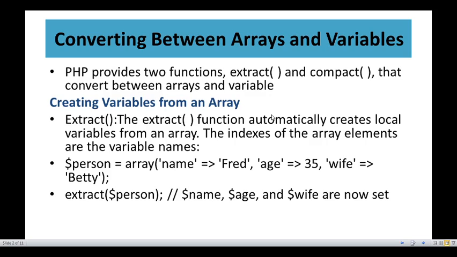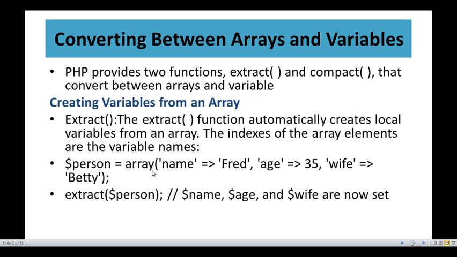For this, we are using two functions: extract and compact. Extract means extract from the array, and compact means compact it, bind it. To create variables from an array, we use the extract function. It automatically creates local variables from an array. The indexes of the array elements are the variable names.